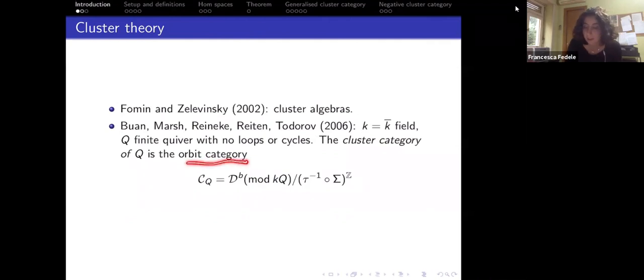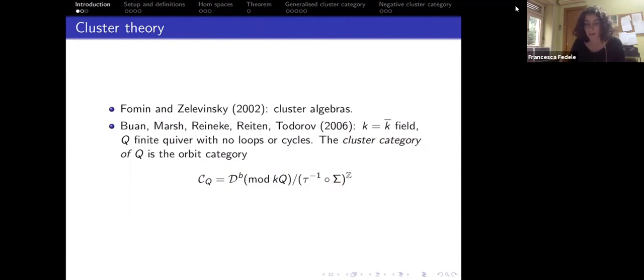orbit category obtained by taking the bounded derived category of mod KQ over tau inverse composed with sigma to Z, where KQ is just the path algebra over Q. By mod, we mean finitely generated modules. This is the bounded derived category. Tau is the Auslander-Reiten translation, so tau inverse is the inverse Auslander-Reiten translation. And sigma is just the suspension on our derived category.